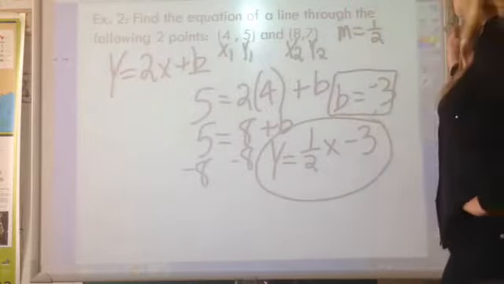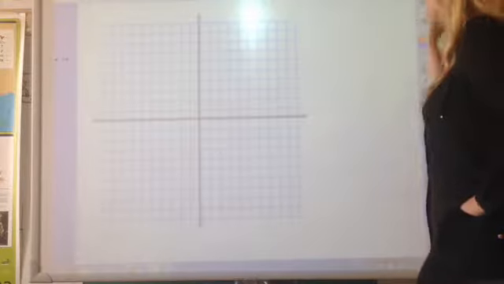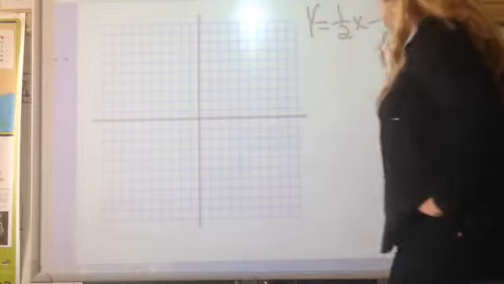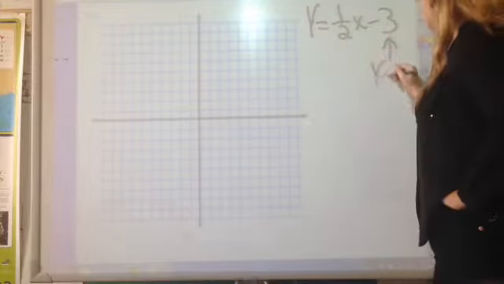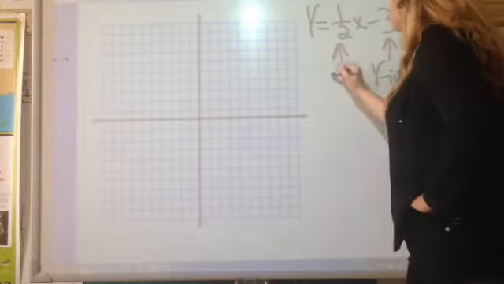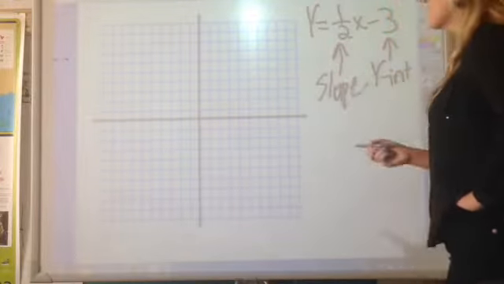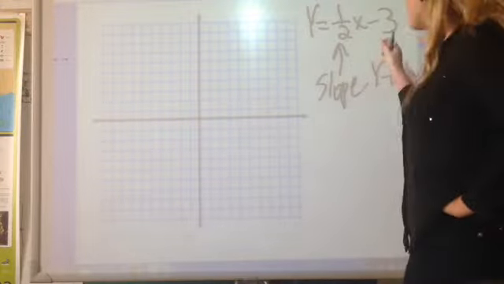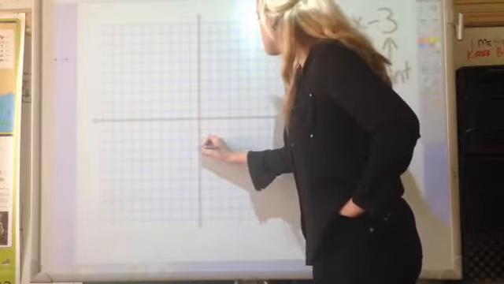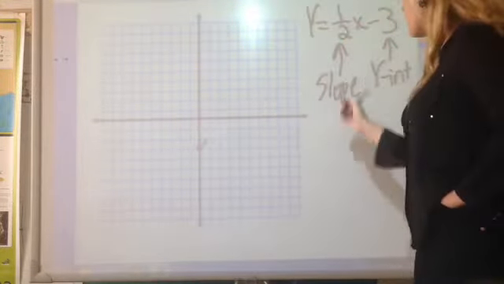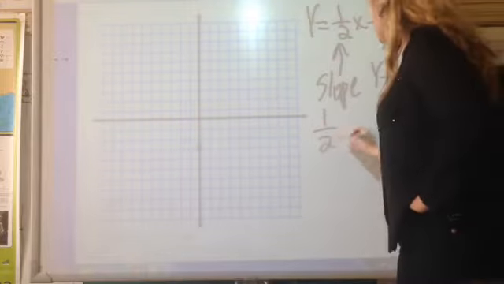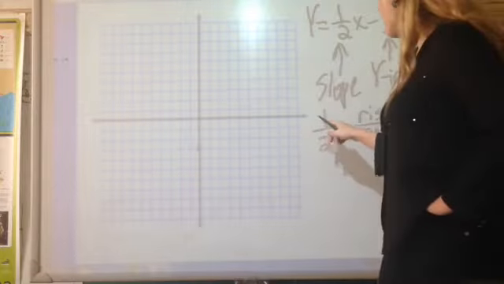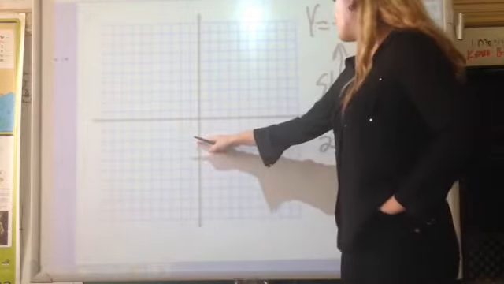We could graph that if we wanted to. Let's go ahead and do that actually. If I have the equation, I know that the number I found is going to be my y-intercept, and 1/2 is going to be my slope. When I graph these, I always start with my y-intercept, so I put a dot on the graph at that y value. And I know that when I graph my slope, 1/2 is my rise over run.